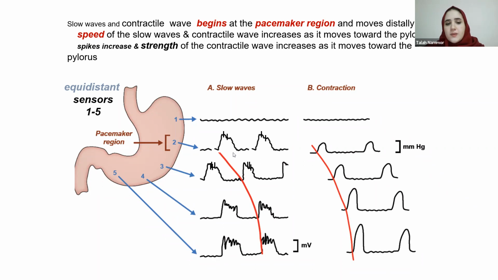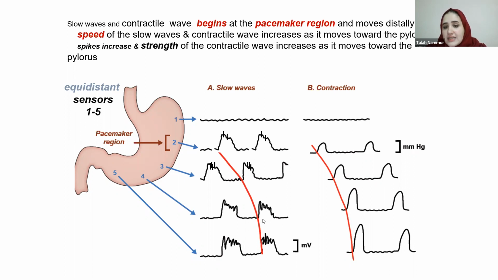I'll repeat it all. As we said, we have sensors in different areas. In the fundus we don't have any peristaltic waves, so no electrical stimulation and not even muscle contraction. But in the pacemaker region, we start having electrical waves. This is the first electrical wave, and it causes this tiny contraction. Then as we go down and down, you can see the electrical signal getting more and more spikes. Here we have only 2 spikes, here 3 spikes, here 5, 4. It keeps on increasing.